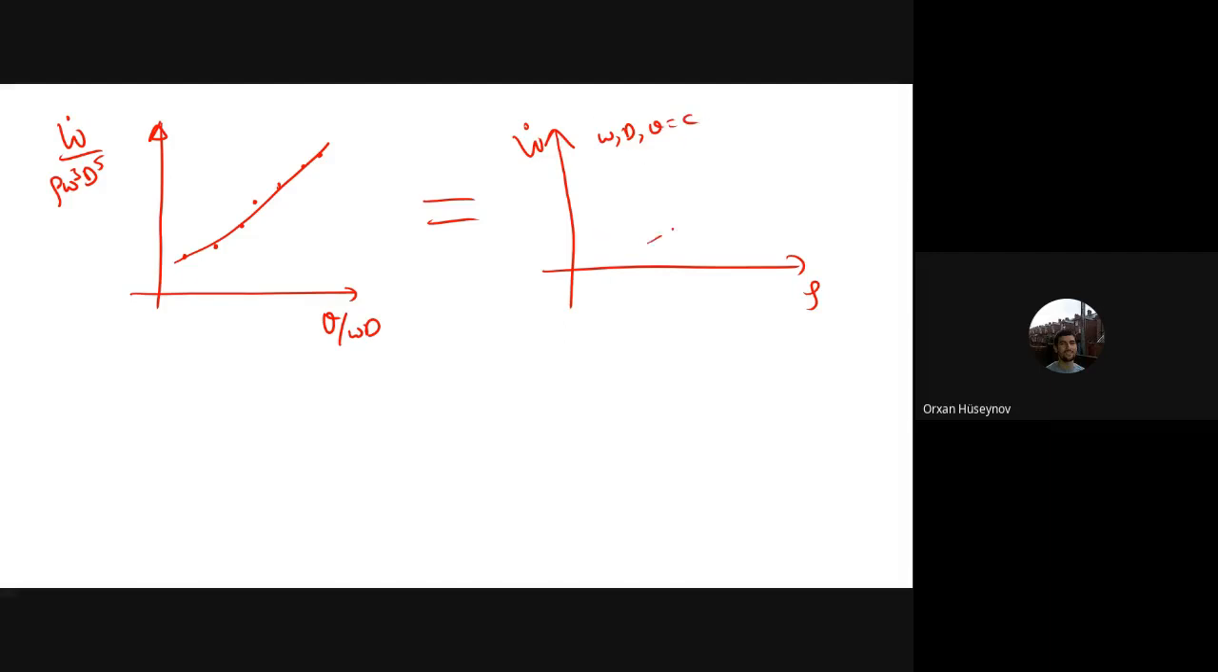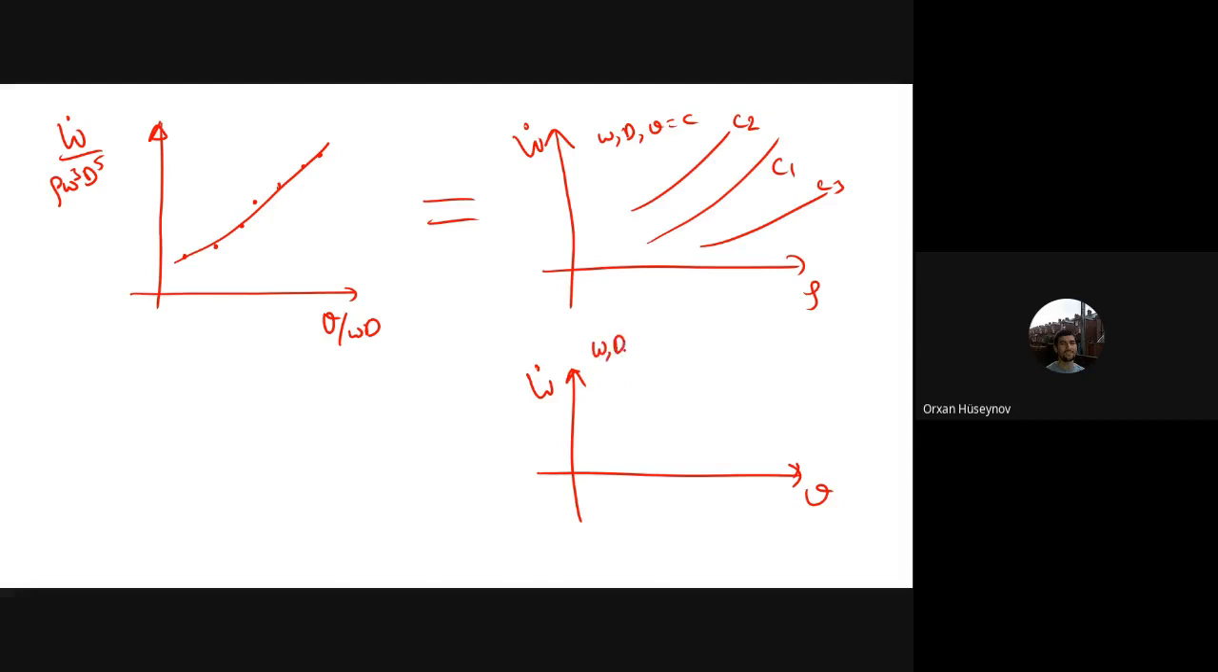For example, you get this relationship for constant 1, this relationship for constant 2, this one for constant 3. You can do one more experiment here. We talked about this one in the theoretical session: you can do, for example, V dot versus omega, and keep the diameter d and rho constant. So you get this one for constant 1, this one for constant 2, this one for constant 3.